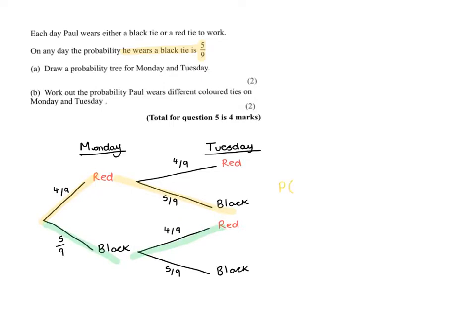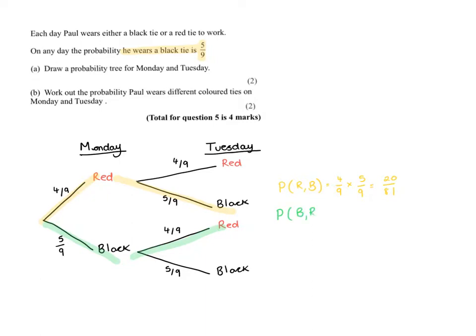Work out the probability that Paul wears different coloured ties on Monday and Tuesday. So now we're not just looking at one section, we're looking at two. Because to wear 2 different coloured ties, he can wear red and black, or he can wear black and red. So the probability of getting red and black is 4 over 9 multiplied by 5 over 9.